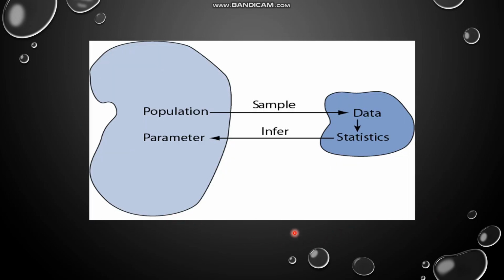Now this diagram shows what will go under the testing. First we take from the population a sample, and that sample goes to testing, that comes under data, and the next step is called statistic, and after that the inference goes under the parameter.